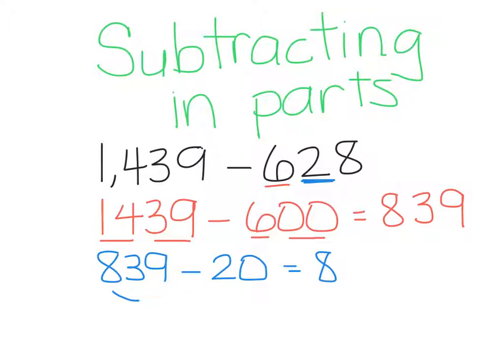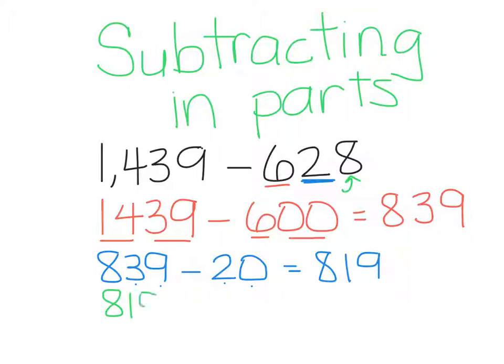And then I'm going to take 20 away from 39. So I can look at this as 3 minus 2, which gives me 1, and then 9 minus 0, which gives me 9. All right, so now I have 819, and I still have this 8 that I need to take away.